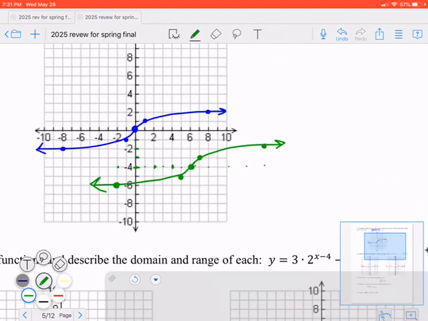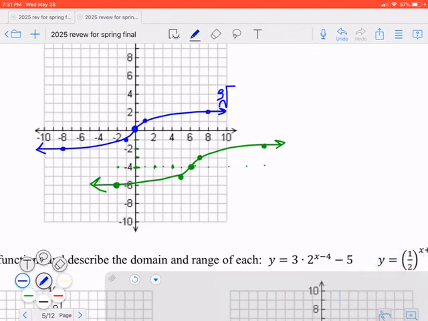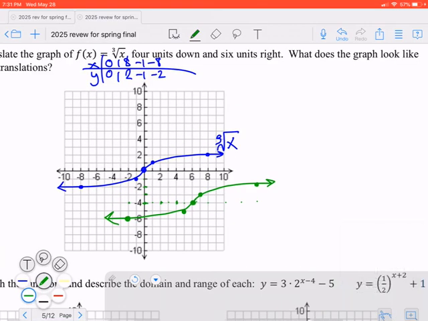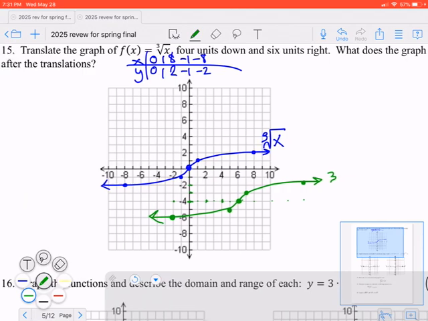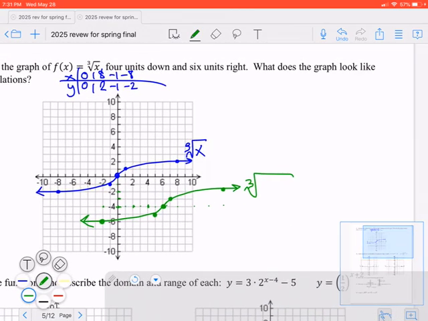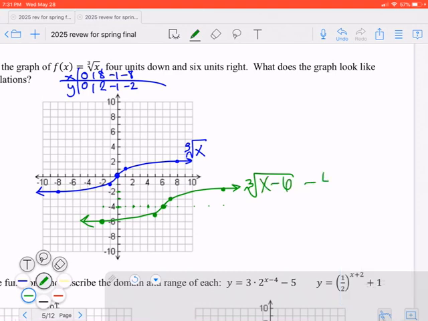So this one is the parent, and this one is the new one. So let's write its equation. So we went 6 units to the right, so x minus 6, and then we went down 4, so a minus 4.